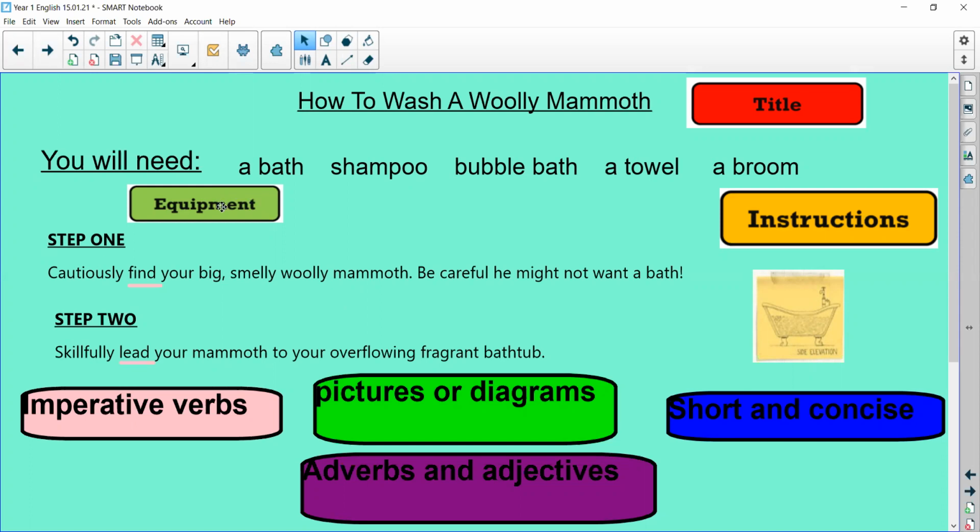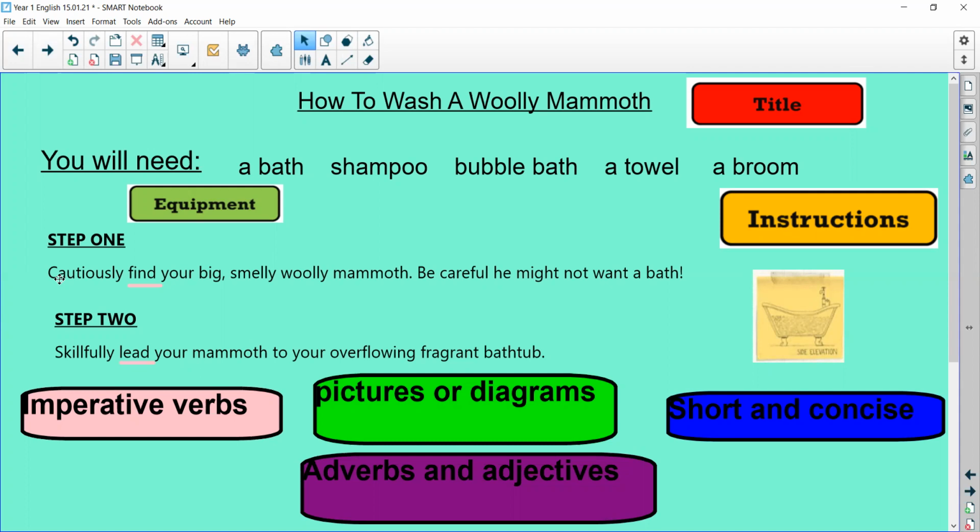So I am showing that I'm doing it in chronological order because I'm using the numbers, step 1. So far I've got the equipment that you'll need. I've got my title. I've started writing my instructions. So let's look at my first instruction. Cautiously find your big, smelly, woolly mammoth. Be careful, he might not want a bath.